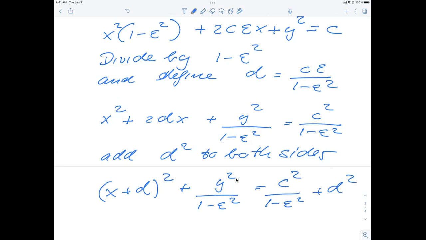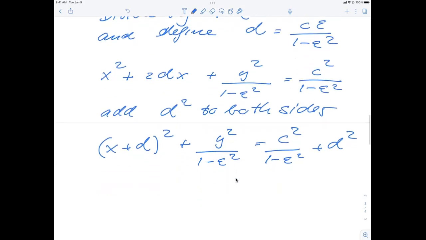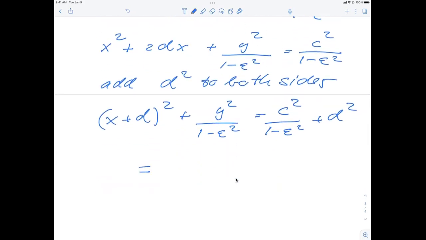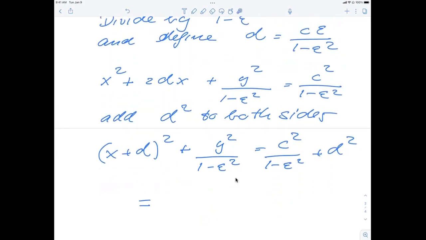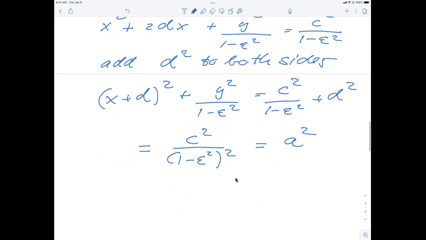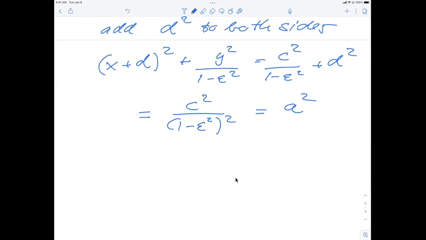If we now look at the right-hand side and do the algebra, I bake in this new constant d, which is d squared, and plug that in. You can then see that the right-hand side can be rewritten as c squared divided by 1 minus epsilon squared. Now we call this a new parameter, a squared. I promised you that I'm trying to learn the alphabet again, so I redefine that as a new constant.